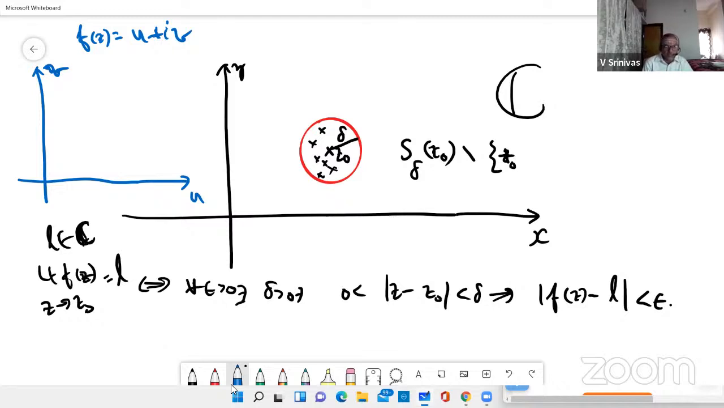So this is the u axis, this is the v axis. This u and v are real valued functions, defined as u of z, that is u of x comma y, plus i times v of z, that is v of x comma y. u is a function of two real variables, and similarly v also is a function of two real variables. Both u and v are real valued functions. I'll take u values on this horizontal axis.